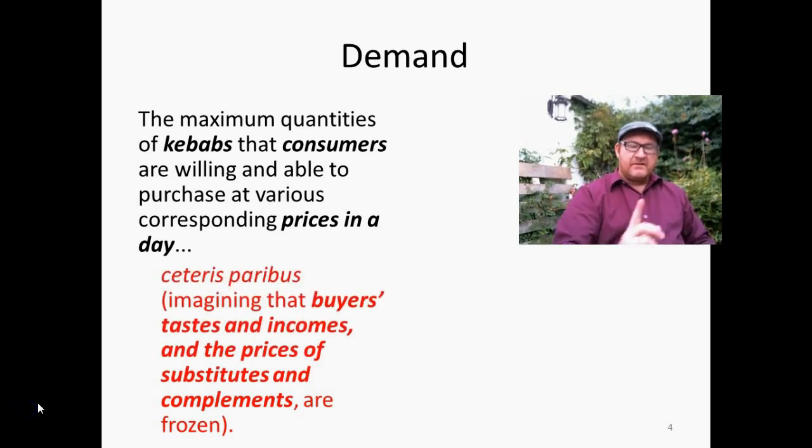Again, ceteris paribus. So imagining that all of the non-price factors which could affect the quantity of kebabs demanded are held constant, things like buyers' tastes and incomes. So we assume their tastes and incomes don't change, and that the prices of substitutes for kebabs don't change, and the prices of complementary goods for kebabs don't change either.